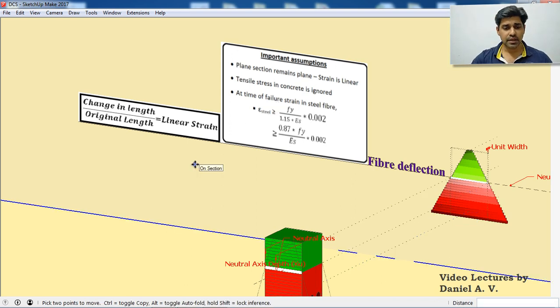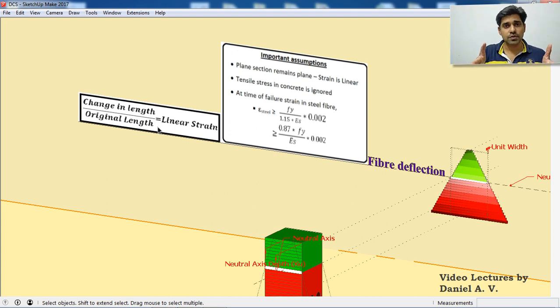The first one is the concept of linear strain. Linear strain is change in length by original length. So if a fiber or a rod has one particular length, and because of the application of a force it reduces its length, what happened is shortening, which means the length has got reduced. So this particular rod or fiber will be subjected to a compressive strain, and if the length is extended or elongated, there will be tension. So that is this particular concept.